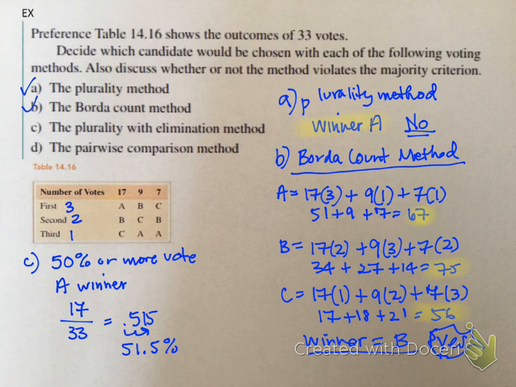A is the winner. So if A is the winner, does that violate the majority criterion? No, it does not, because we want A to be the winner if you're looking at that method.